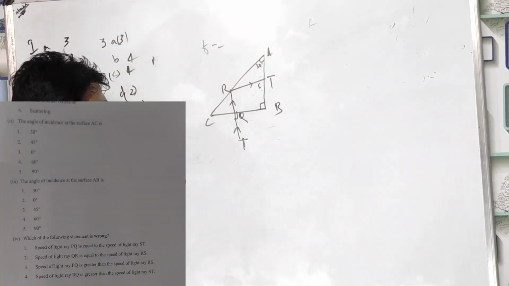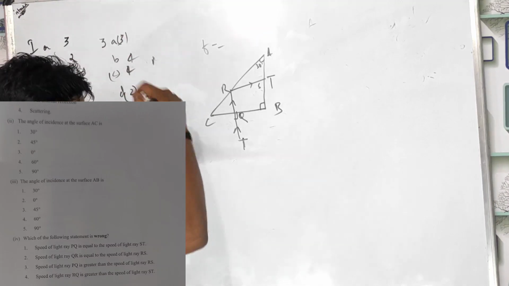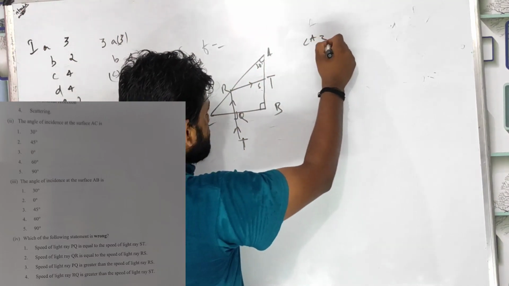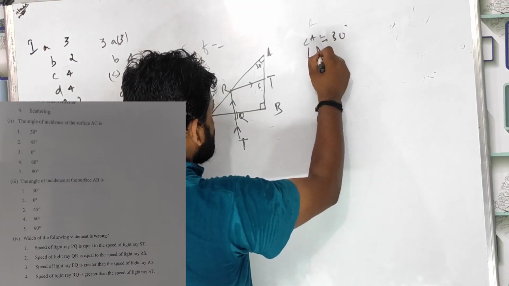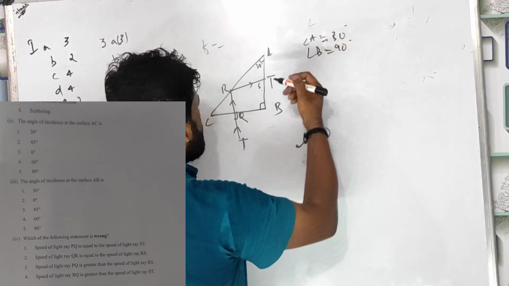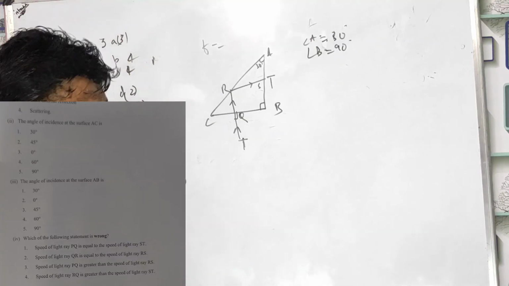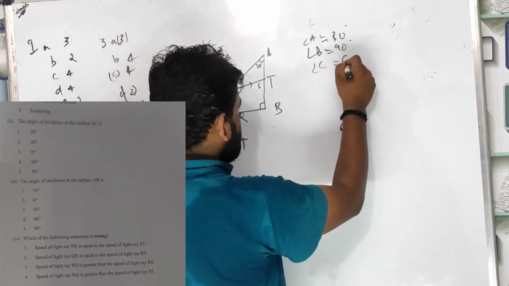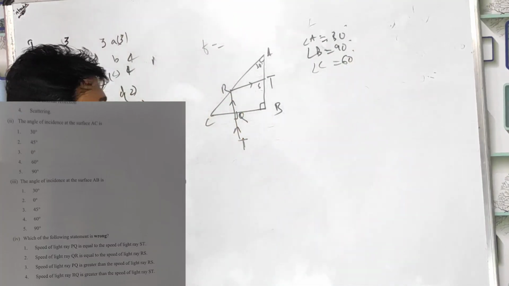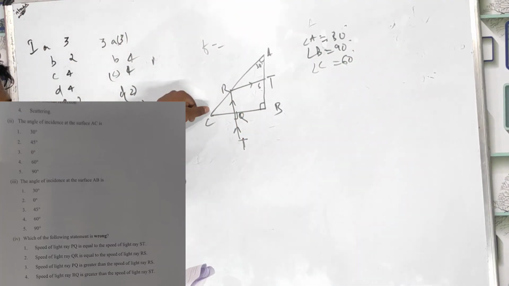See, very interesting now. As you can see, angle A equals 30 degrees. Angle B equals 90 degrees, perpendicular. And the sum of the angles of a triangle is 180 degrees. 90 plus 30 is 120, so angle C comes out to be 60 degrees.